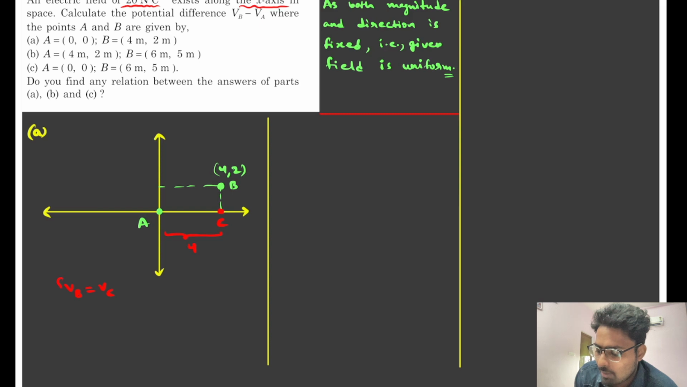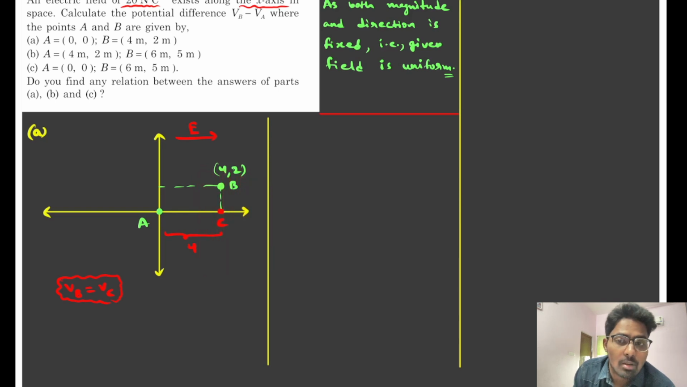Let me clearly explain why VB equals VC. Why? Because in a uniform electric field, it's already along what direction? The given field is along the x direction. Electric field is in the x direction. As it is a uniform electric field in the x direction, there won't be any potential change in what direction?